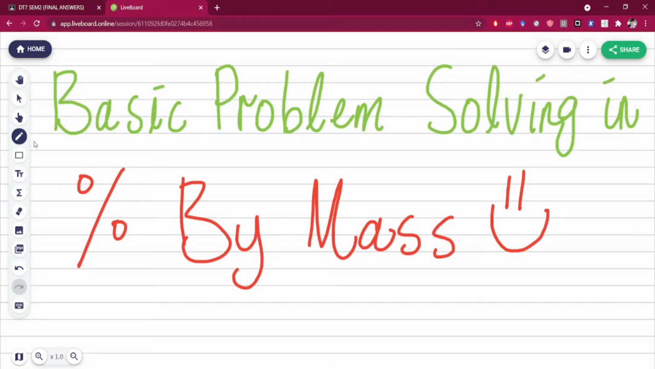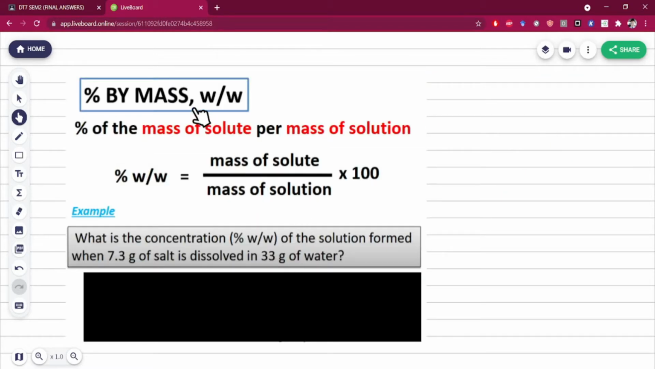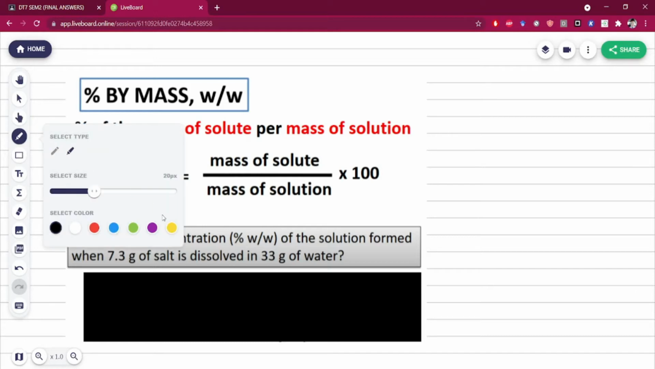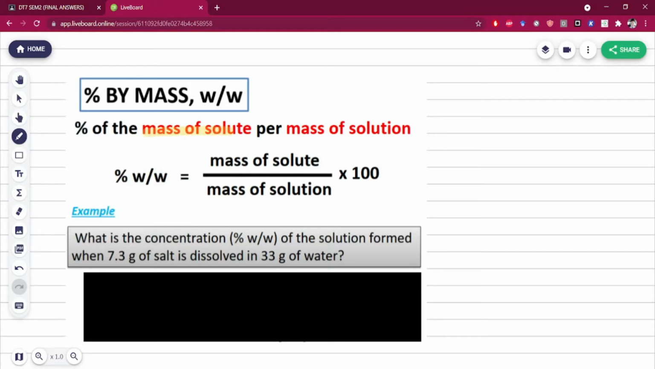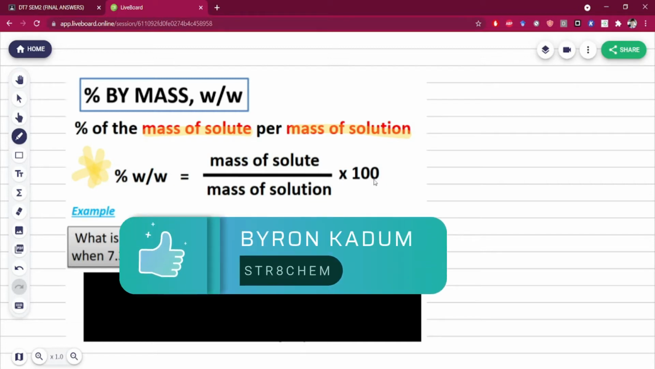In this video, we're going to look at some basic problem solving in percentage by mass. Percentage by mass is defined as the percentage of the mass of solute per mass of solution. In this case, we're going to focus on the solute and solution. Alternatively, you can write the definition as follows: percentage by mass is equal to mass of solute over mass of solution times 100. That is acceptable as well.